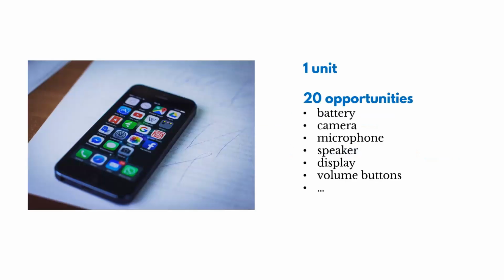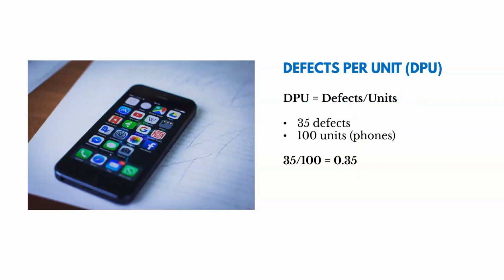Okay, so here's an example. Let's say we manufacture phones. One unit is one phone. Now let's say within that one phone or that one unit, we have 20 opportunities to mess things up, to fail. There could be a defective battery, a faulty camera, a defective microphone, a speaker that doesn't work, a display that's not responding, and so on. So in that one unit, there's 20 opportunities to fail. Okay, that's going to be important as we talk about these two measurements, DPU and DPMO. Okay, so defects per unit is going to be our defects divided by our units. So let's say that we manufacture 100 phones.